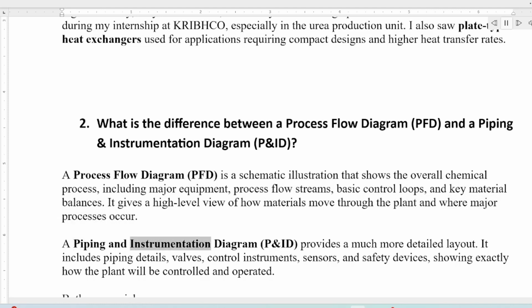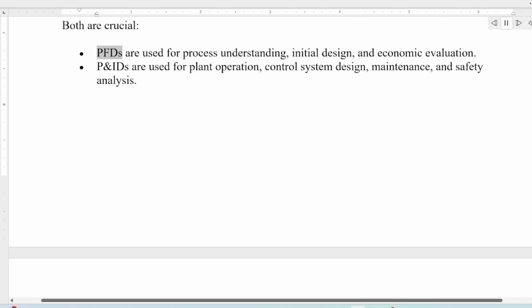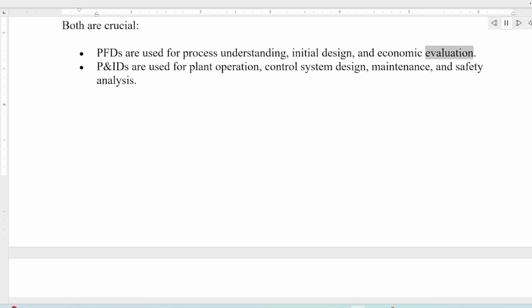A piping and instrumentation diagram, P&ID, provides a much more detailed layout. It includes piping details, valves, control instruments, sensors, and safety devices, showing exactly how the plant will be controlled and operated. Both are crucial. PFDs are used for process understanding, initial design, and economic evaluation. P&IDs are used for plant operation, control system design, maintenance, and safety analysis.